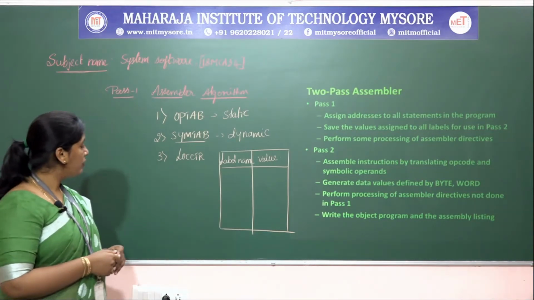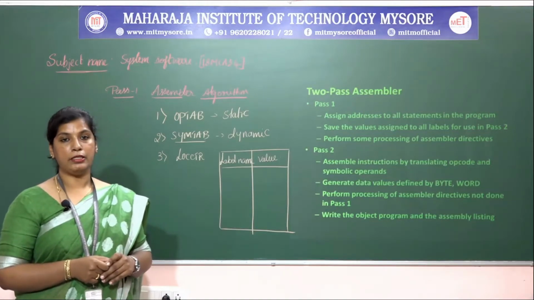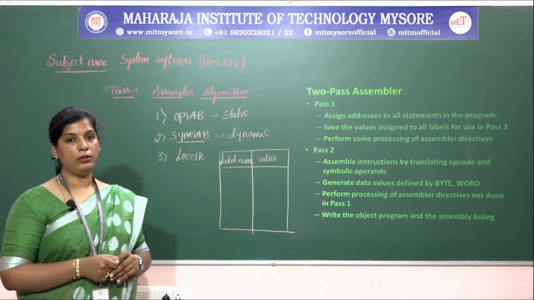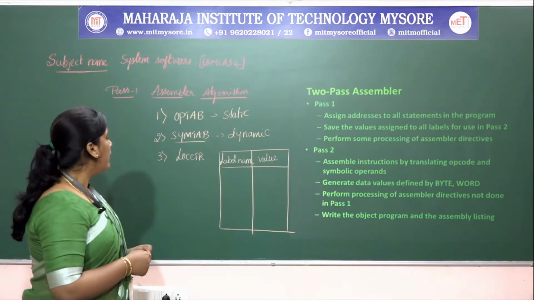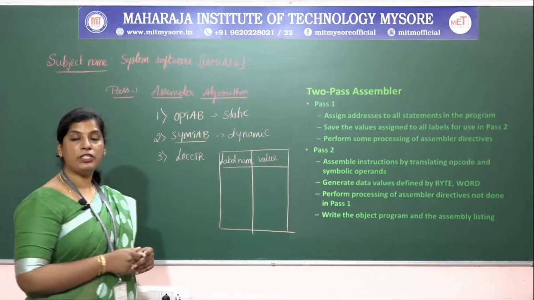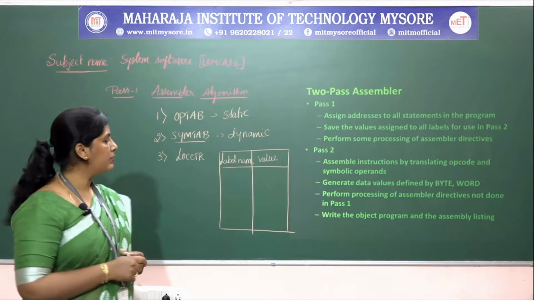Another one is the location counter, which holds the value or address of the instruction to be fetched and executed. So these are the three data structures which we use while designing any kind of assembler.